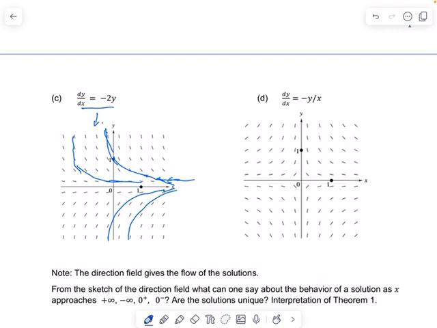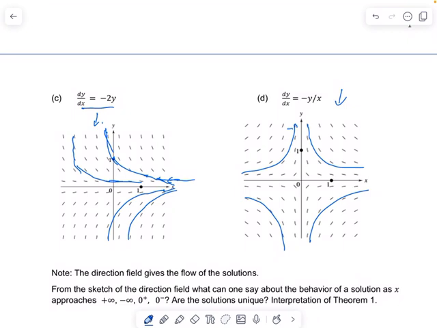In part D over here, you see the direction field for dy by dx equals negative y over x, and over here we see curves like this. In the second quadrant, like that, and in the third quadrant something going like this, and in the fourth quadrant something going like that, where the x-axis and the y-axis are looking like asymptotes to these functions.